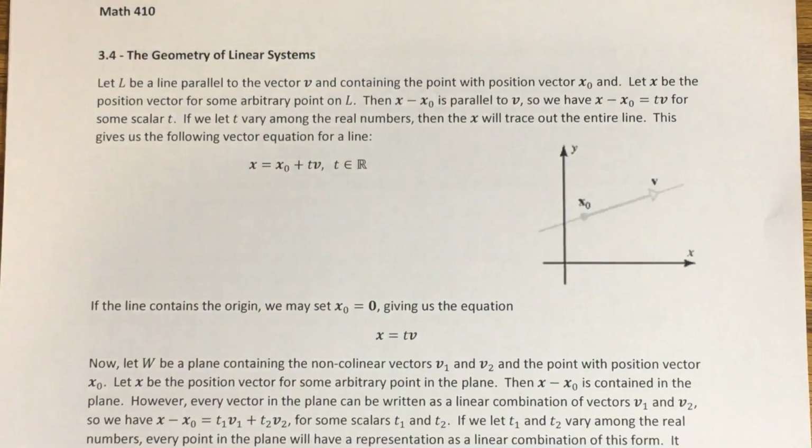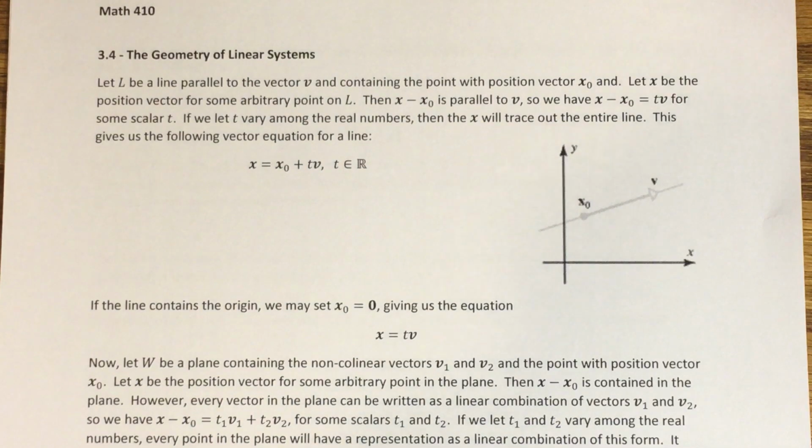Okay, so this is 3.4, and this is the last section in Chapter 3 that we cover. We don't cover 3.5. In this section, what we're going to try and do is establish some kind of connection between the geometry that we've been looking at in Chapter 3, so vectors, lines, planes, things like that, and solutions to systems of linear equations. Trying to bring the algebra from Chapters 1 and 2 into the geometry of Chapter 3 somehow.